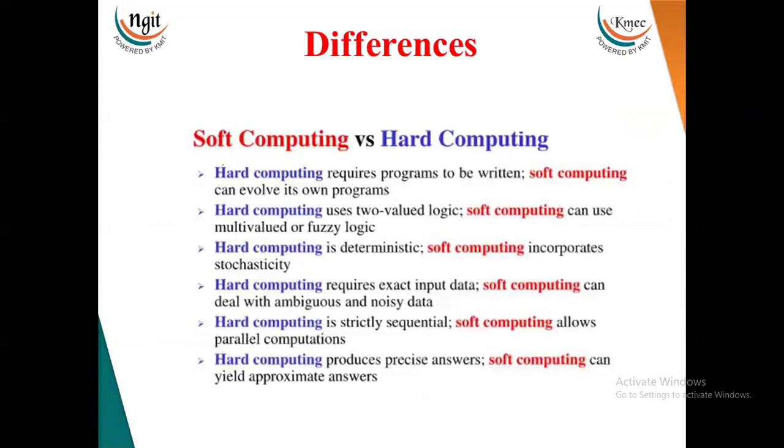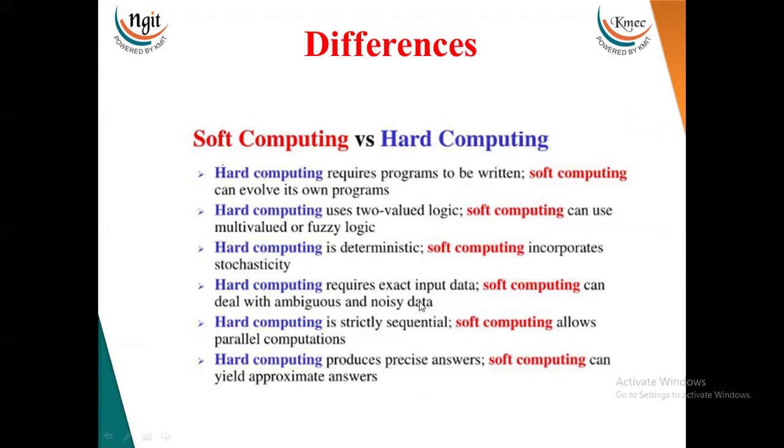So this is a difference: hard computing requires a program to be written, as we already discussed, but soft computing will write its own programs. Hard computing uses two-valued logic, and soft computing uses multi-valued or fuzzy logic. Hard computing is deterministic. Soft computing will incorporate stochasticity, so it is non-deterministic. On the spot, it will take the decision and change accordingly. Hard computing should have the exact input.